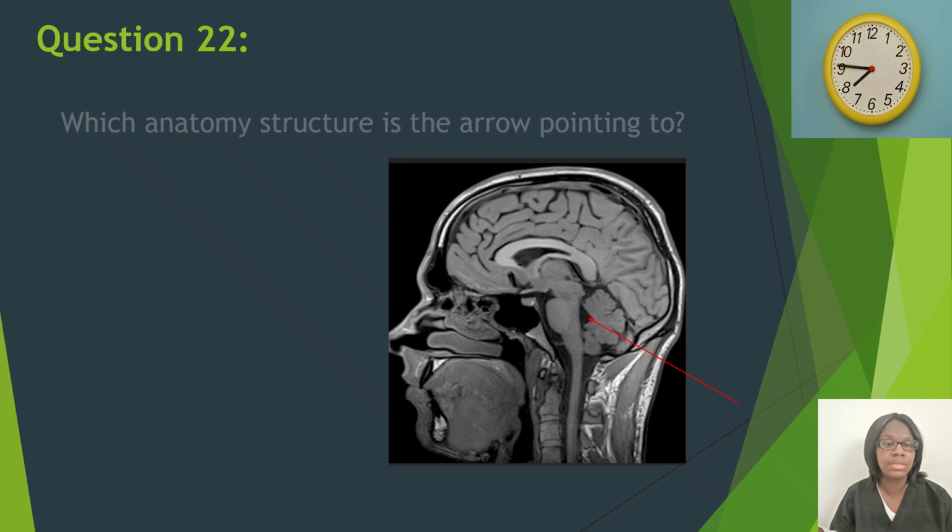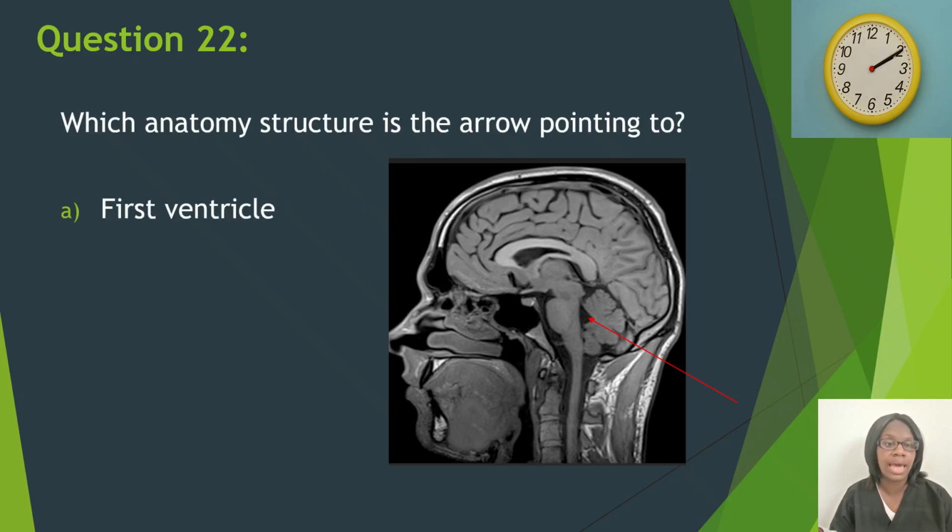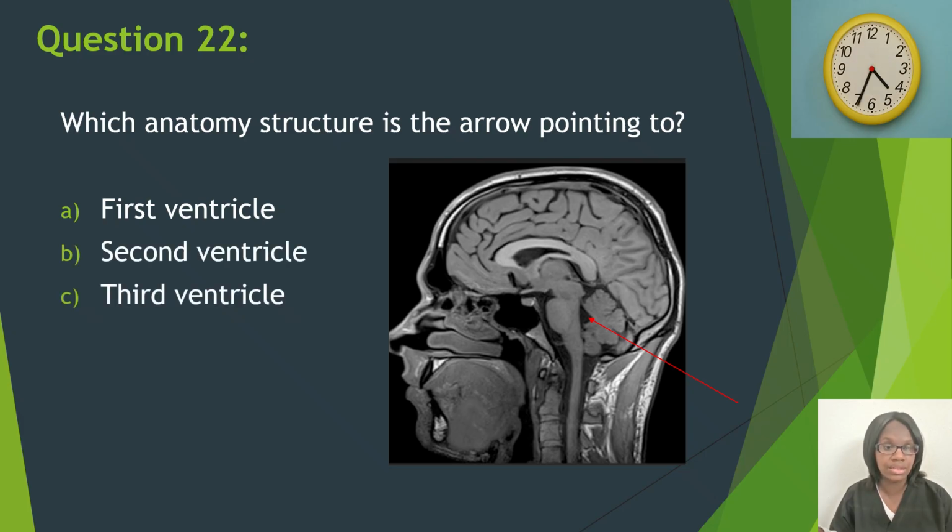Question 22. Which anatomy structure is the arrow pointing to? A, first ventricle. B, second ventricle. C, third ventricle. Or D, fourth ventricle.